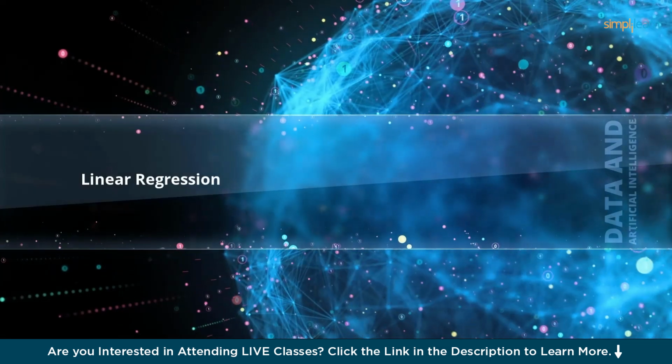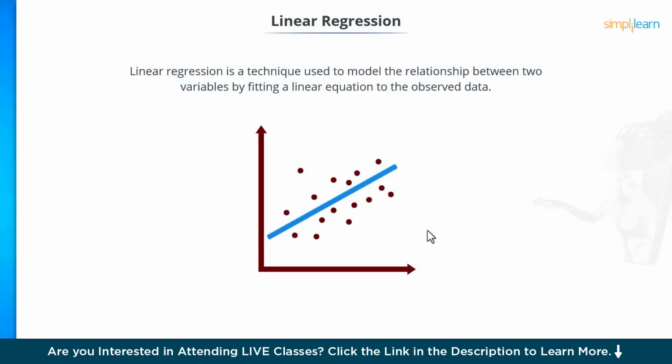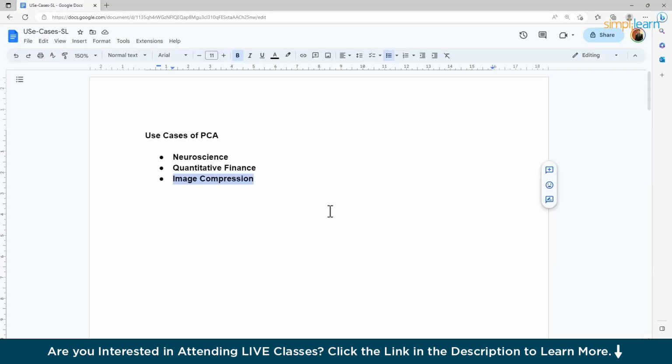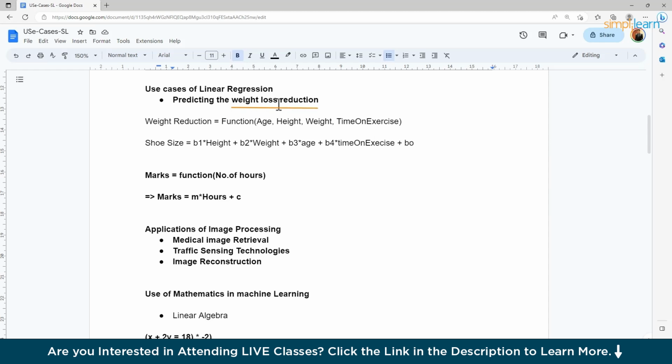Then we talk about linear regression. So linear regression is basically a technique through which we can model the relationship between different data points, and one of the most widely used use cases is weight loss reduction. So the problem of predicting the weight reduction in the form of number of kilos reduced hypothetically could depend upon the input features that we have: age, height, the weight of the person, and the time spent on exercises. So weight reduction is going to be a function of age, height, weight, and time spent on exercises.